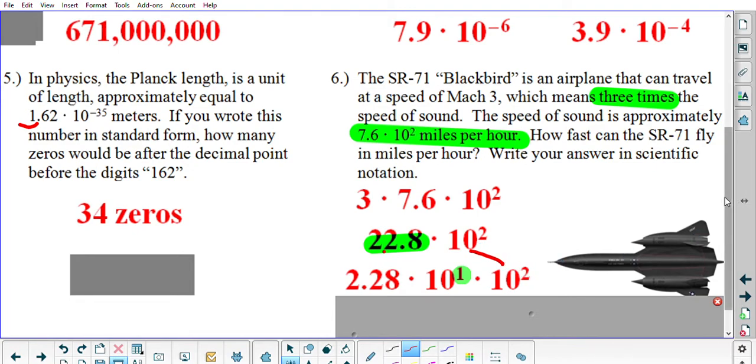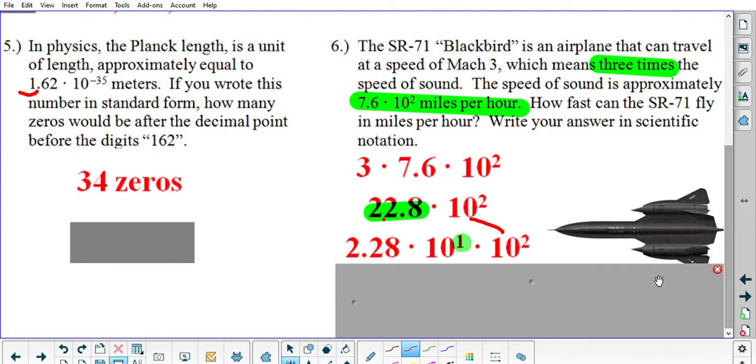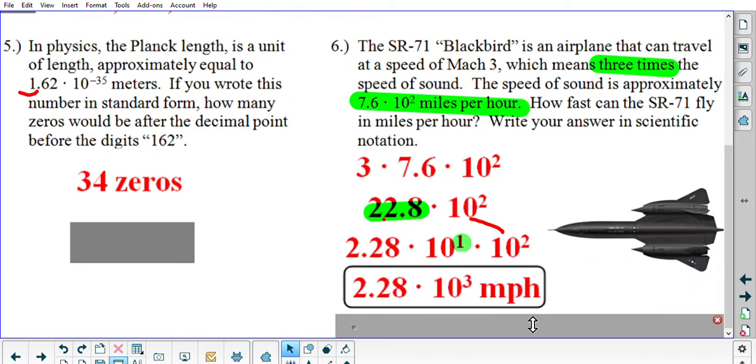And now, going a little next level on you, you can use something you learned in a previous lesson. 10 to the first times 10 to the second. They are like bases. We learned you can add their exponents. So 10 to the first times 10 to the second, 1 plus 2 makes it 10 to the third power. And now we have the final answer in scientific notation.